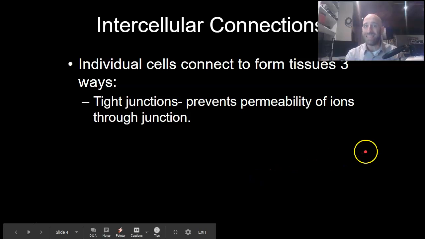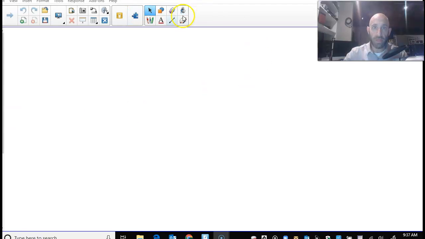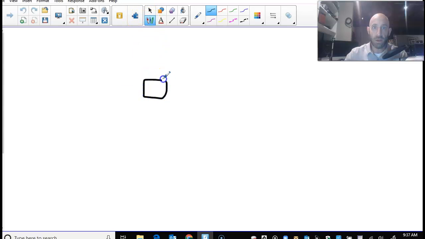The first way is called a tight junction. A tight junction is made to prevent permeability of ions through that junction. I'm going to explain these in better detail in a moment, but these are when the cells are packed in super tight and nothing can get through. I'm just going to draw what I think of when I think of tight junctions. Let's say I have one cell here, and then the next cell is right next to it, packed in tight, and the next cell is right next to it, packed in tight. So these cells are packed in so tight that there's no ability for things to get in and out, right?